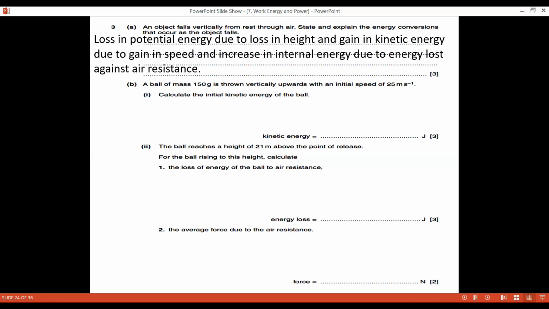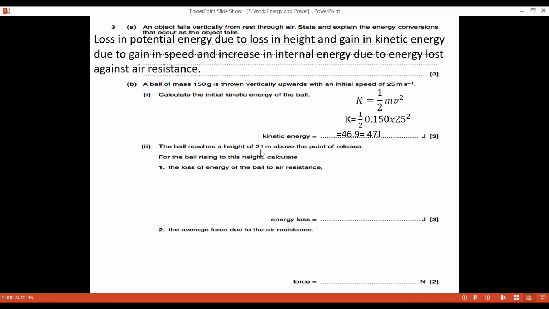वो कहते हैं हमारे पास ball जो है उसका mass 150 grams है, उसकी initial speed जो है वो 25 meters per second है। What is initial kinetic energy, उसके लिए हम लगाएंगे half m v square। Mass को kilogram में convert करना है हमने। Velocity is 25 square, and we get the value of initial kinetic energy. तो कहते हैं जी ball goes to a height of 21 meters. So what is the loss of energy of the ball to air resistance? It has 47 joules of kinetic energy. Goes to a height of 21 meters.